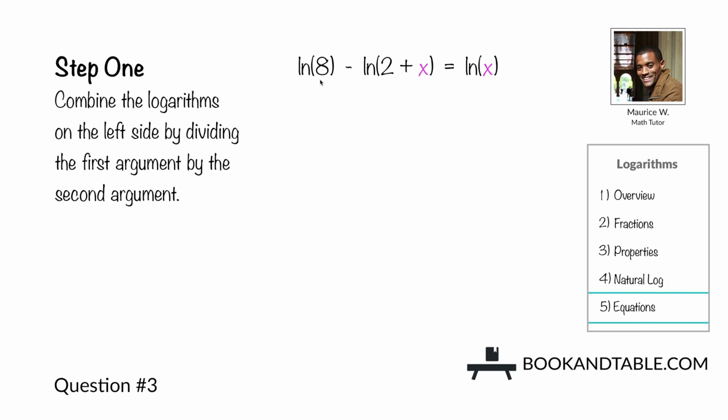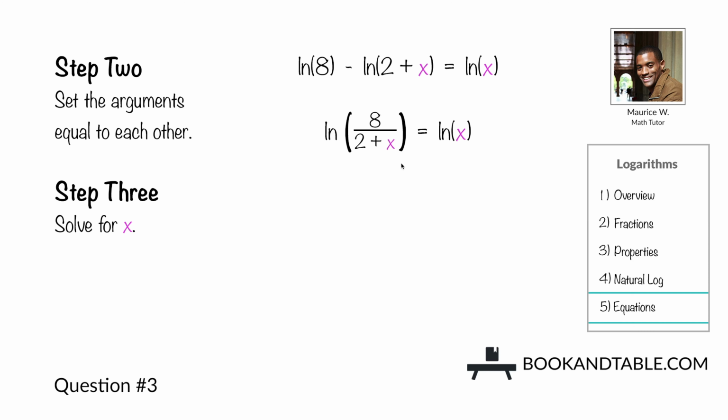We're given the natural log of 8 minus the natural log of 2 plus x is equal to the natural log of x. Step 1, combine the logarithms on the left side by dividing the first argument, 8, by the second argument, 2 plus x. Since this is subtraction, we are using the quotient rule to do this. So this now gives us one log on the left side and one log on the right side, which means we can now set the arguments equal to each other. So we set 8 divided by 2 plus x is equal to x.